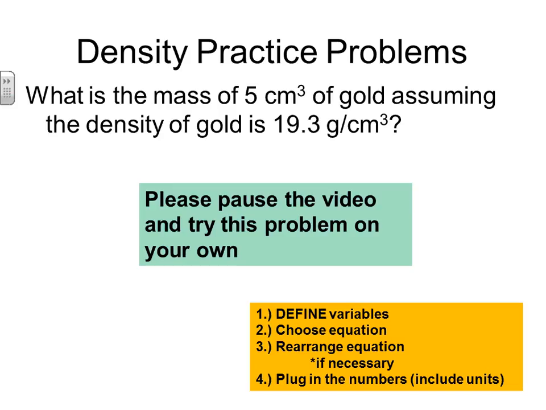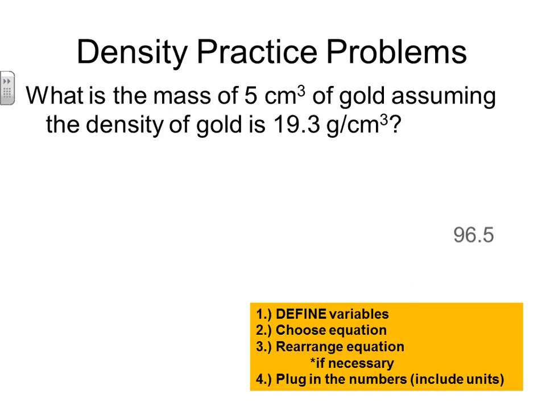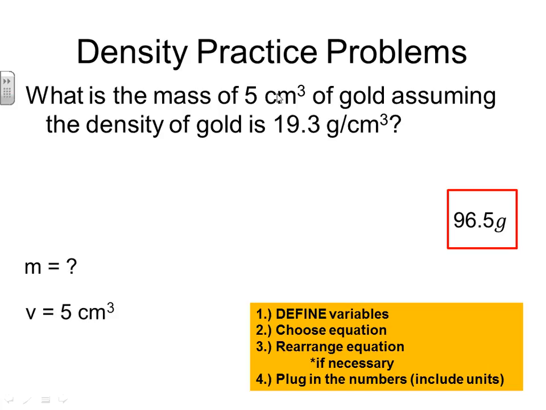All right, now that you've had a chance to try this, the correct answer is 96.5 grams. And let's see how we got that answer. First thing, we're going to define variables. It's asking us what is the mass, so therefore mass is equal to question mark. It says 5 centimeters cubed, which I know are units of volume. And then it says density is 19.3 grams per centimeters cubed. In this case, since I'm solving for mass, we're going to use our mass equals density times volume equation.